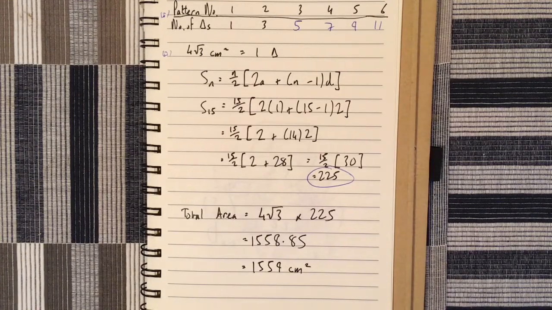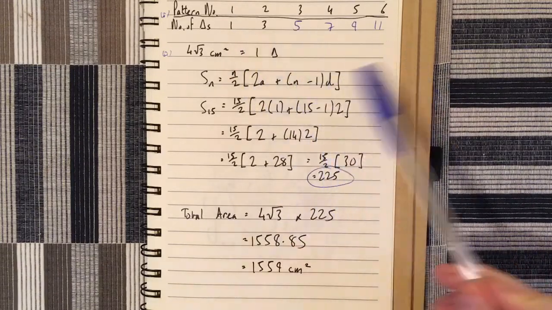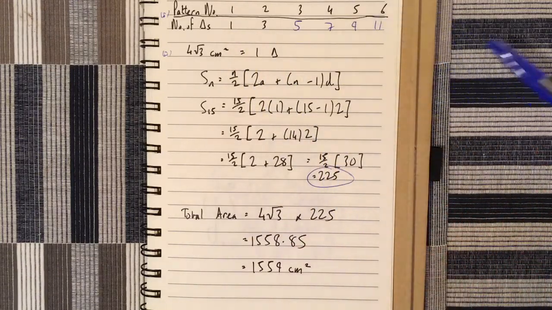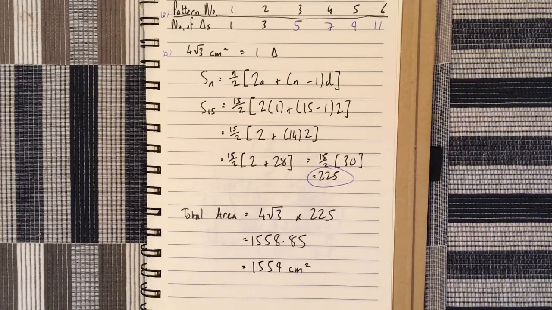Okay, so look, I used the SN formula there. As I said, you could have done it by just going 1 plus 3 plus 5 plus 7 plus 9 plus 11 plus 13 plus 15. The sequence isn't that complicated. You would have been able to maybe add those up on your calculators, making sure to stop when you get to the 15th pattern. You get 225 multiplied by the 4 root 3, and there's your answer, 1559 centimeters squared.